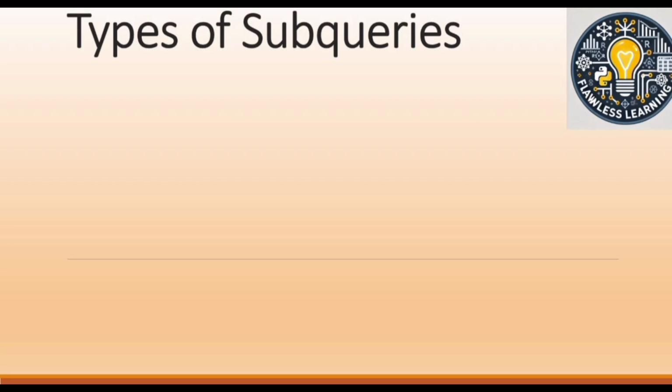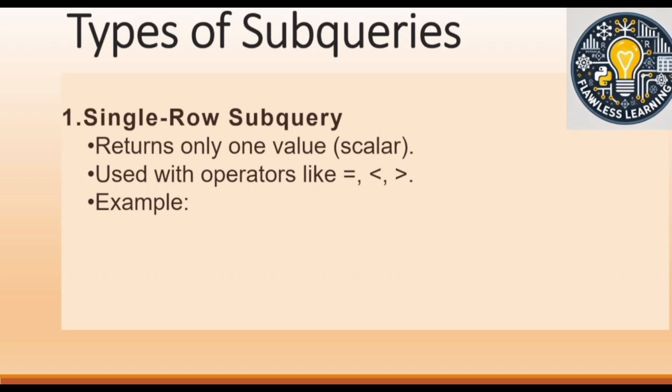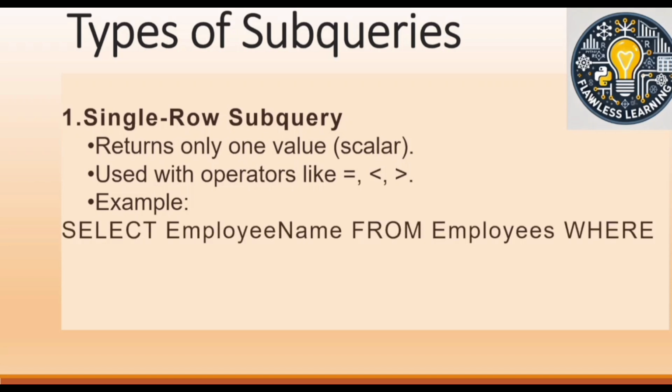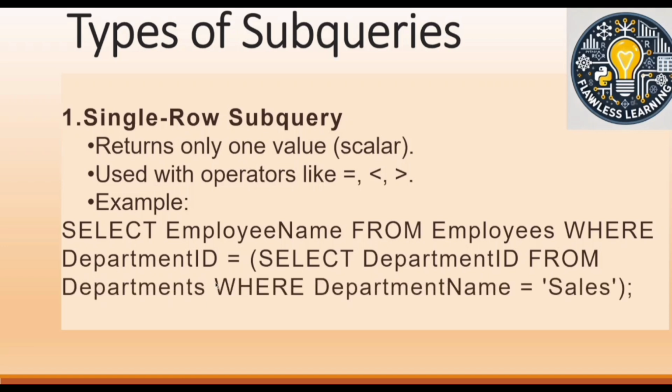Now, types of subqueries. Subqueries come in different forms based on their functionality. First is the single row subquery. Single row subqueries return one value and are used with comparison operators like equals or less than. For example, select employee name from employees where department ID is equal to select department ID from department where department name equals sales.